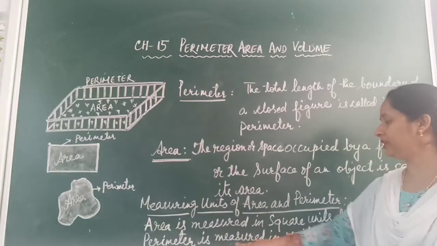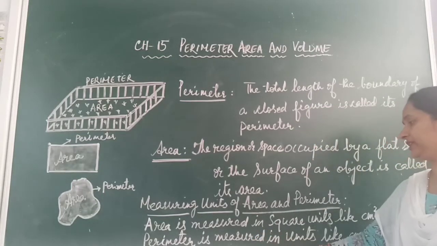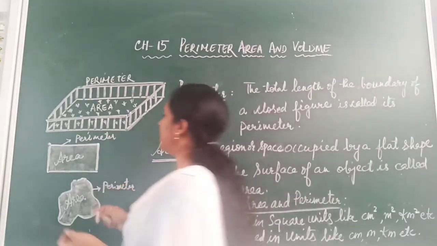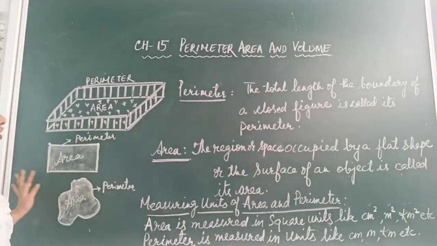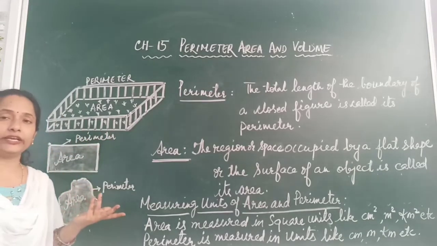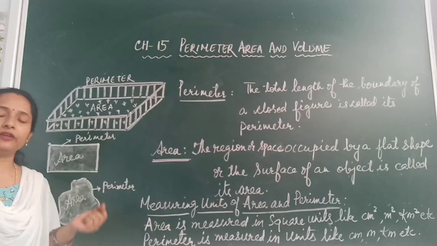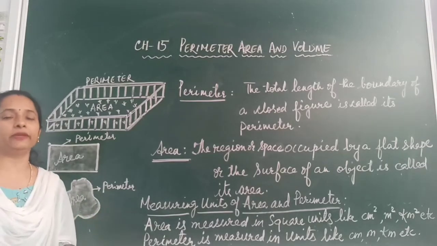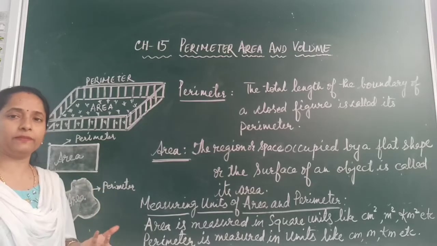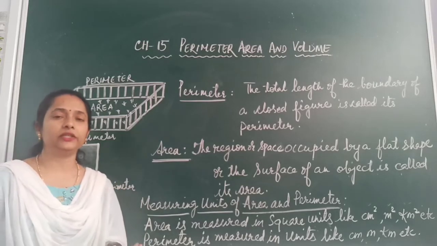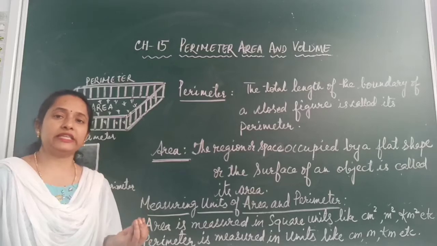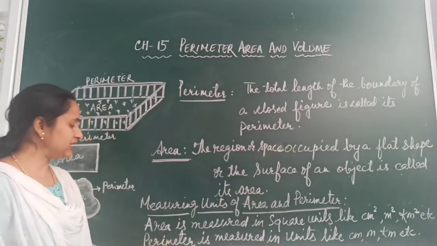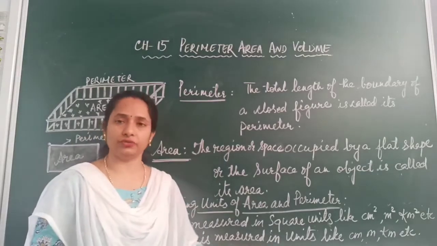Next, the perimeter is measured in terms of units. Means when you are measuring the lengths, when you are adding up all the lengths, finding the total length, you will get only one unit. If the length of the boundary is in centimeter, then your unit of perimeter will be centimeter. If the length of the boundary is in meter, then your units of perimeter will be meter. So we can say that perimeter is measured in terms of units.